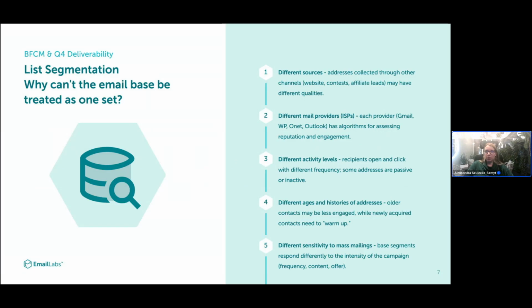And while we are on the topic of list segmentation and contact base hygiene, we also have to explain why the contact base can't be treated as a whole, as one set. Well, the first thing that makes the email addresses different from each other is the source from where they were sourced. So, for example, it can be from an online form, it can be from orders, but it also can be sourced manually in a shop, for example. It happens in some e-commerces.